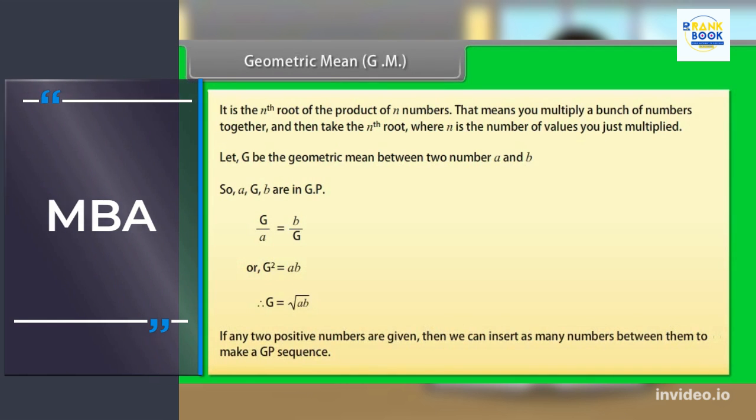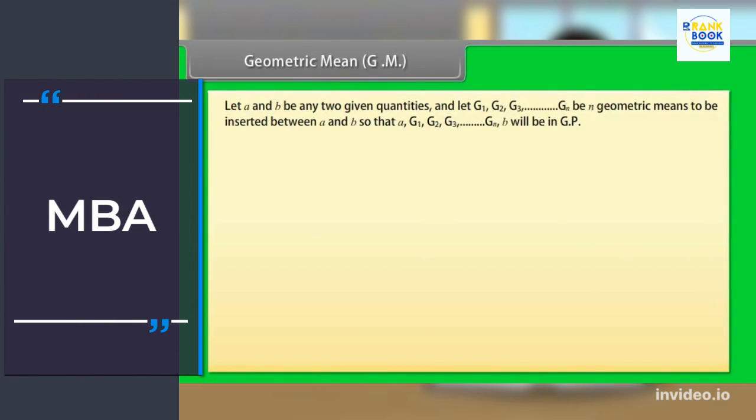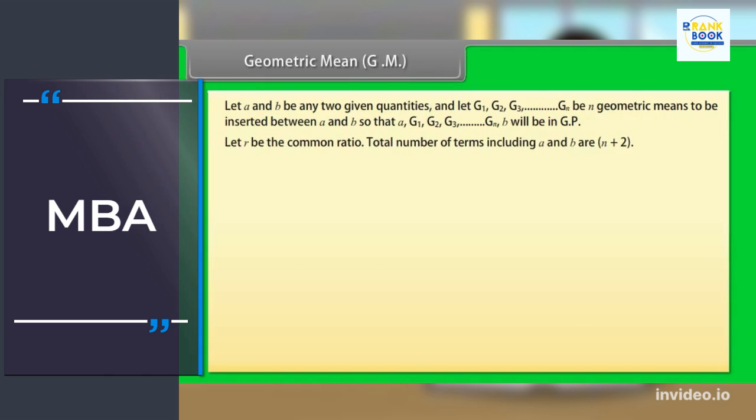If any two positive numbers are given, then we can insert as many numbers between them to make a GP sequence. Let a and b be any two given quantities, and let G1, G2, G3 up to Gn be n geometric means to be inserted between a and b, so that a, G1, G2, G3 up to Gn, b will be in GP. Let r be the common ratio. Total number of terms including a and b are n plus 2.